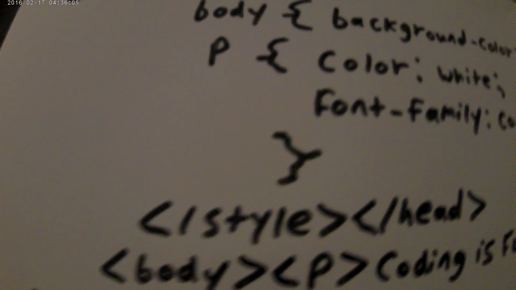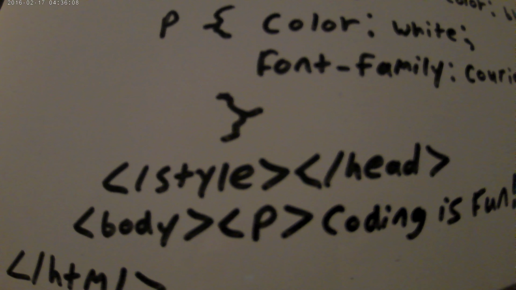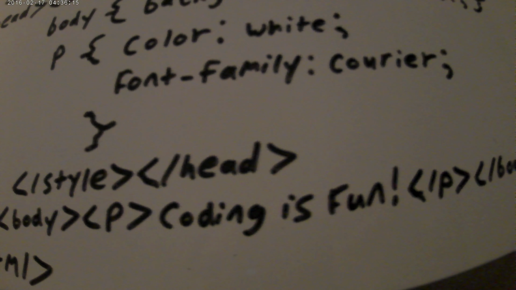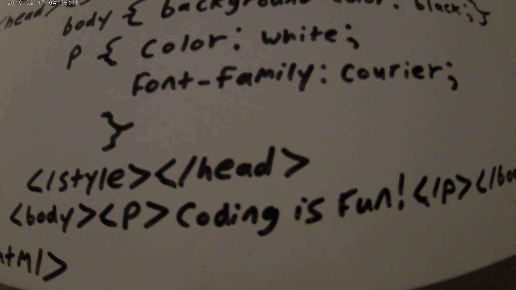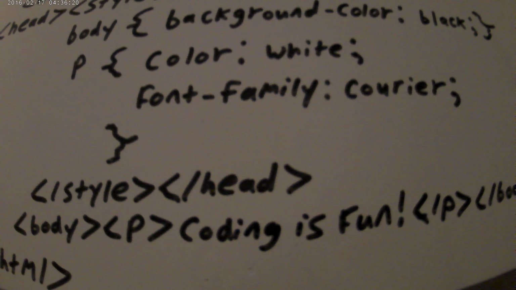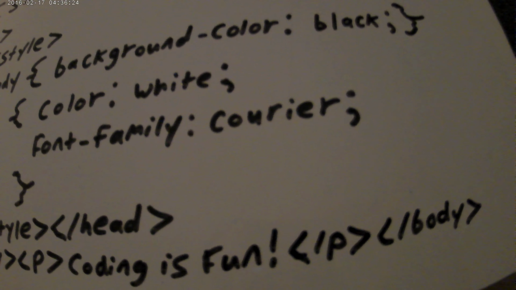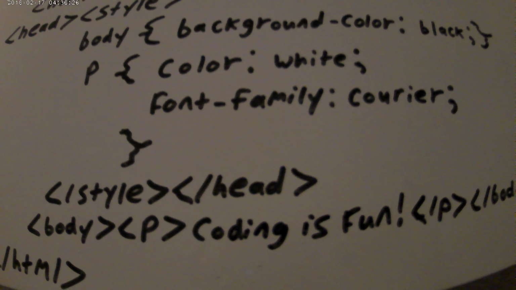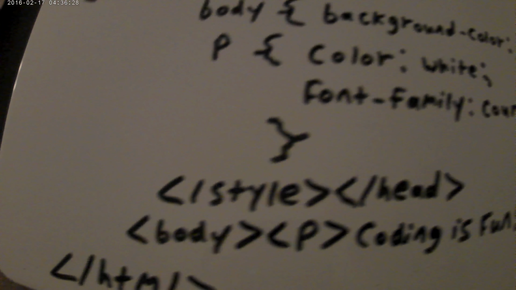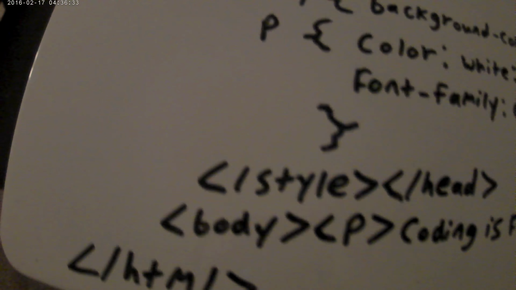So then after that we have the body, and we have a paragraph tag, which is a P within two brackets. And it displays the message "coding is fun." So the "coding is fun" text is in between the opening and closing paragraph tag, and the paragraph tag is nested within the opening and closing body tag. And then the last thing we have is our closing HTML tag.